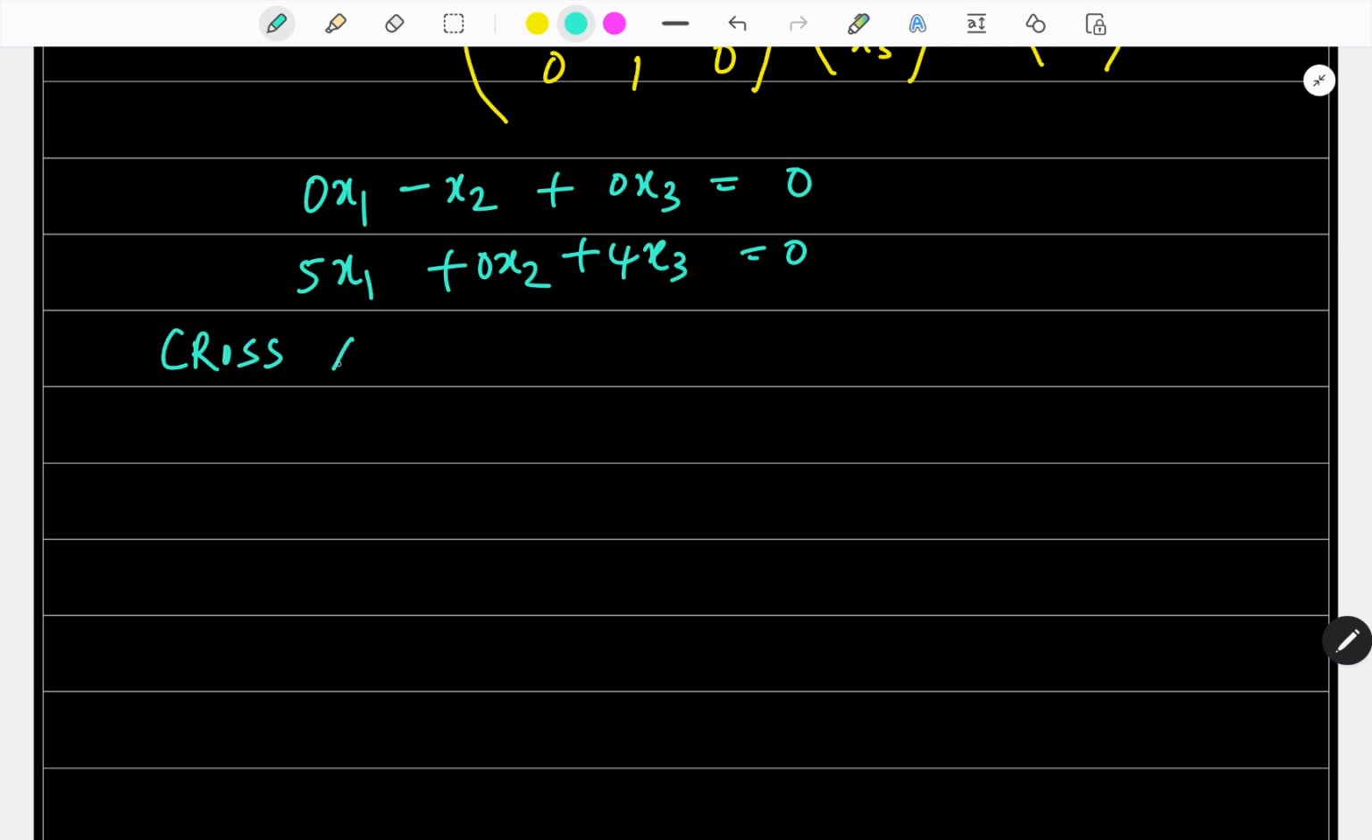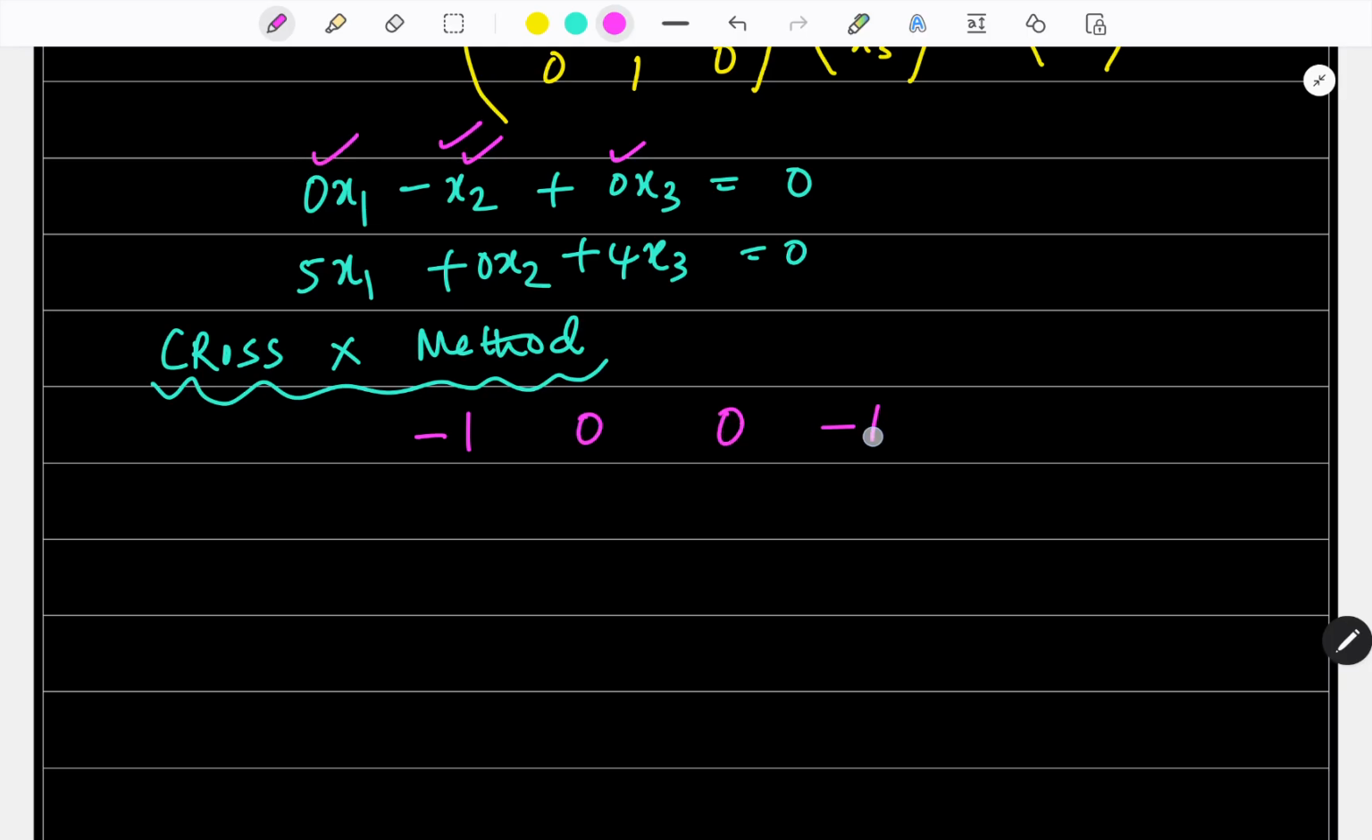So we are going to use the cross multiplication method. What is the cross multiplication method? Start from the middle: minus 1 and then 0, 0, minus 1. So minus 1, 0 and then 0, minus 1, and then it is 0, then 4, 5, 0.